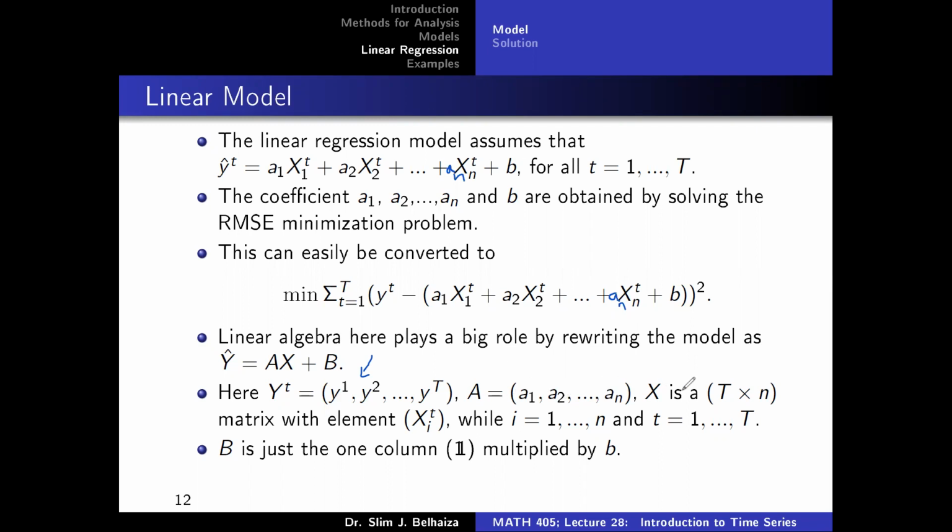And X here is a matrix with dimensions t by n, with elements x_it, while i goes from 1 to n. So this matrix, in fact, summarizes the whole input. Okay. And finally, B is the bias vector, which is just the one column of ones multiplied by the constant b.